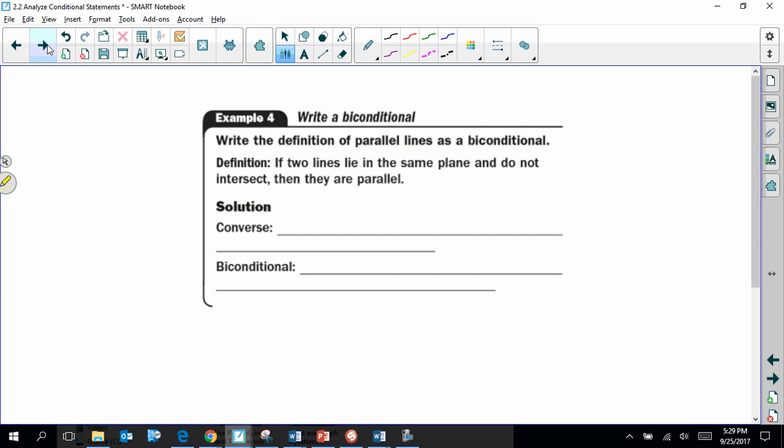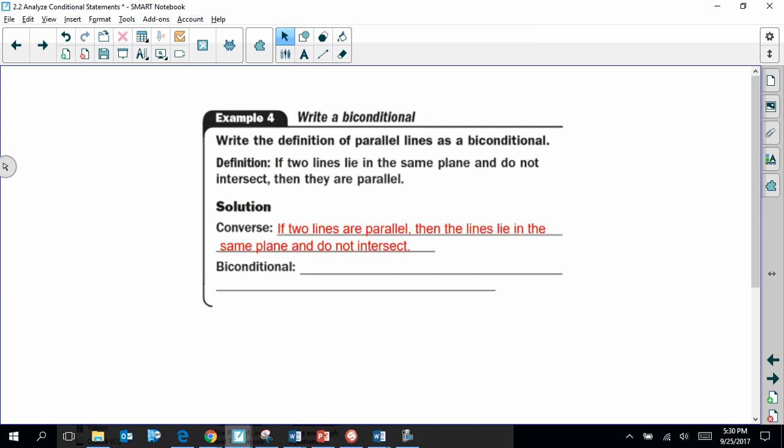So the definition that we have here says, if two lines lie in the same plane and do not intersect, then they are parallel. Okay, so taking that statement at its value as a conditional statement, I would say the definition is true. So if I turn the conditional statement around as the converse and I write that, I'm going to get, if two lines are parallel, then the lines lie in the same plane and do not intersect. Well, the converse in this case is also true.